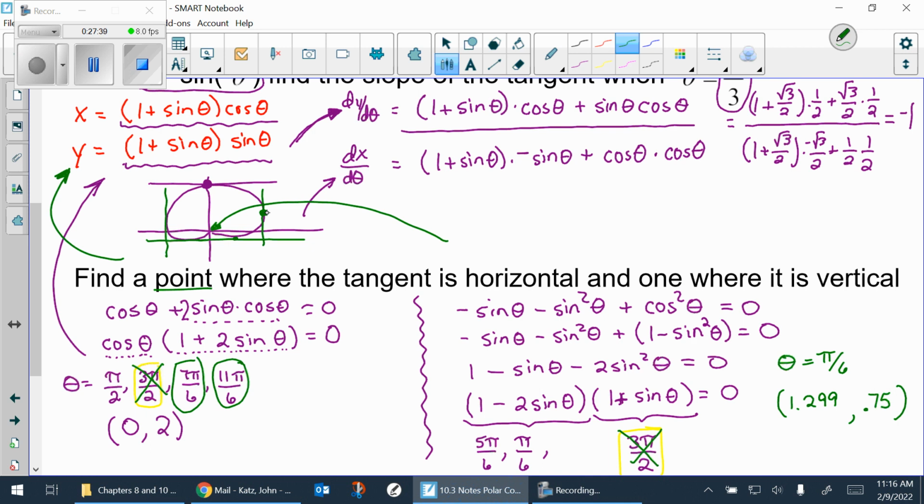So that is our introduction to polar coordinates, graphs of polar functions, as well as our introduction into finding slopes, tangent lines to these kinds of functions.